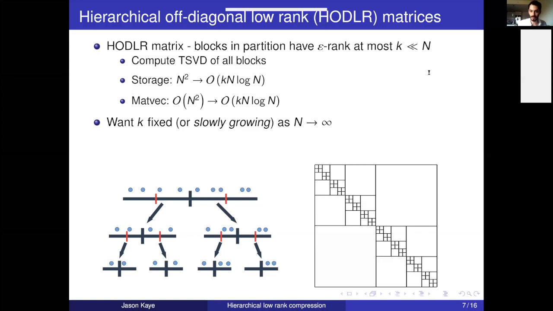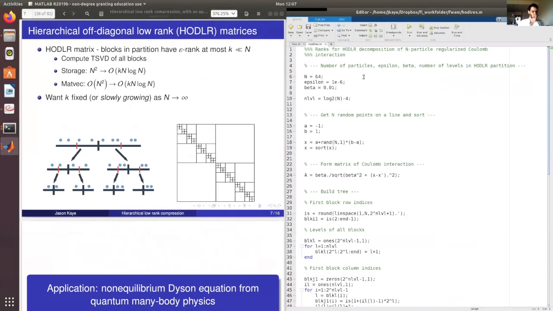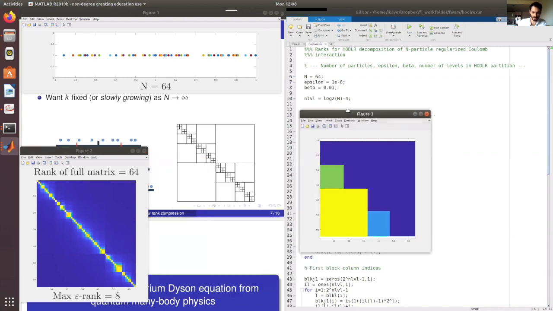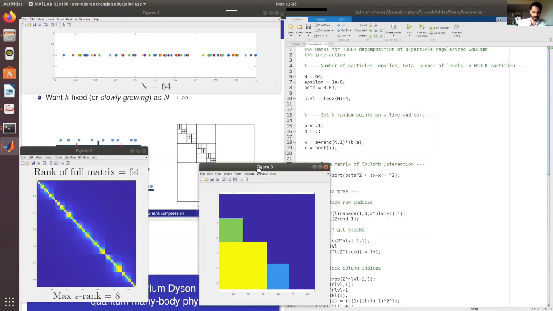So let me just do this second demo. And it's really just this experiment. I put a bunch of random point charges on a line, and then I'm going to compute the epsilon ranks, with epsilon 10 to the minus 6, of all of these boxes, and I'll report the biggest one. Okay, so here are 64 particles on a line. Here's what this matrix looks like. It has indeed full rank, 64, but the maximum epsilon rank is only 8. And here the colors don't mean anything. I'm just showing you the blocks in this partition that I've constructed.